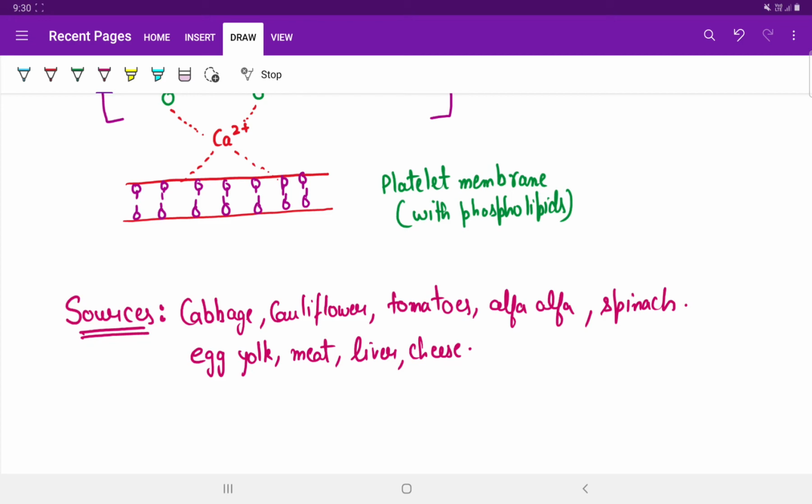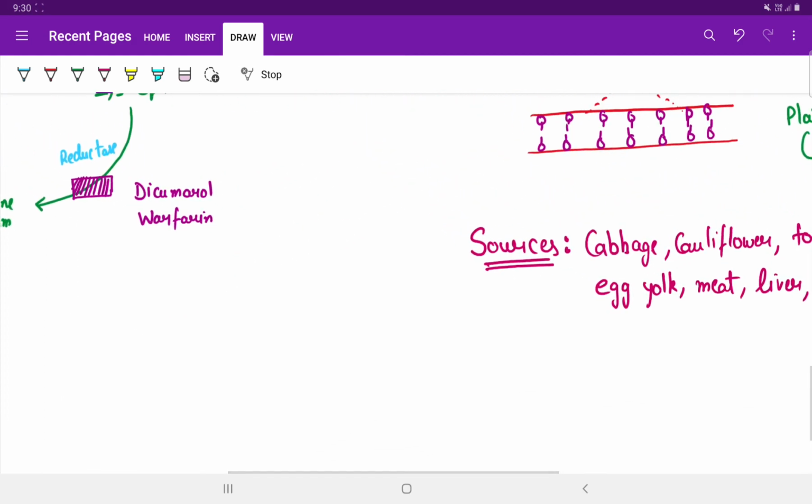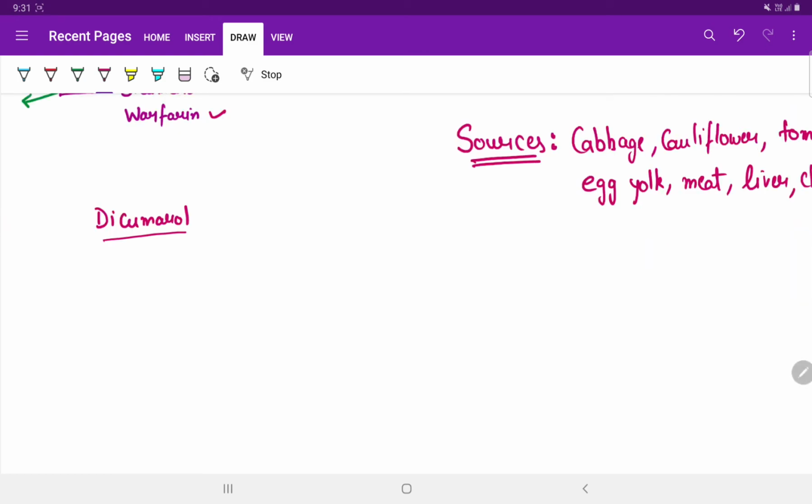So we have talked about the two competitive inhibitors, that are dicumarole and warfarin. So these are the two competitive inhibitors, and we also remember that competitive inhibitors resemble in their structure the substrate or the enzyme. So here the substrate is vitamin K. So now let us see how these two structures are related to it. So first of all, let us draw the structure of dicumarole. Now I will be drawing the structure of dicumarole here.